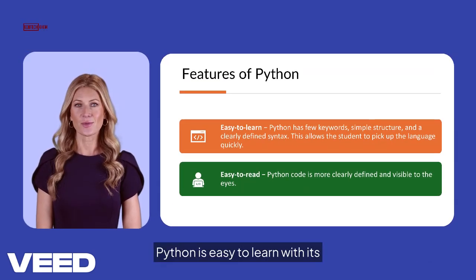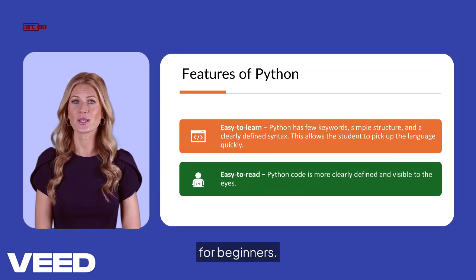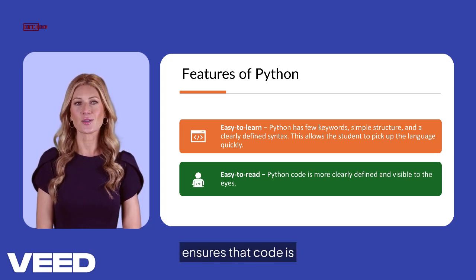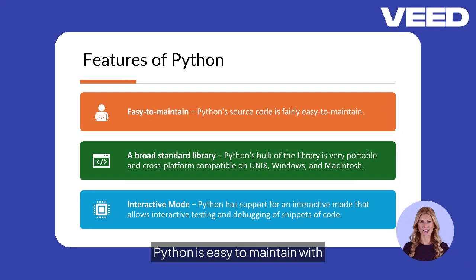Python is easy to learn with its simple syntax and few keywords. This makes it accessible for beginners. Additionally, Python's readability ensures that code is clear and easy to understand. Python is easy to maintain, with a broad standard library that is cross-platform compatible.